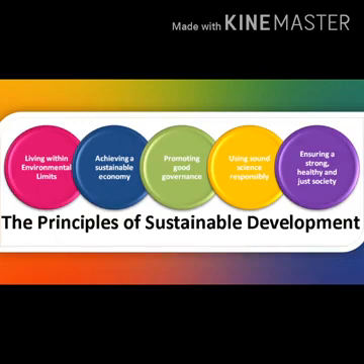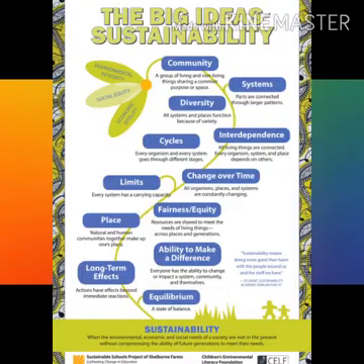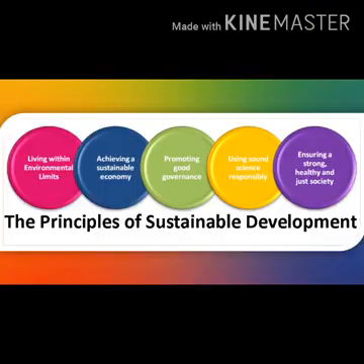So here a question can arise: how is sustainable development possible? Sustainable development is possible if we use renewable and non-renewable resources in a manner that satisfies our current needs. And for this, we should follow some principles of sustainable development.